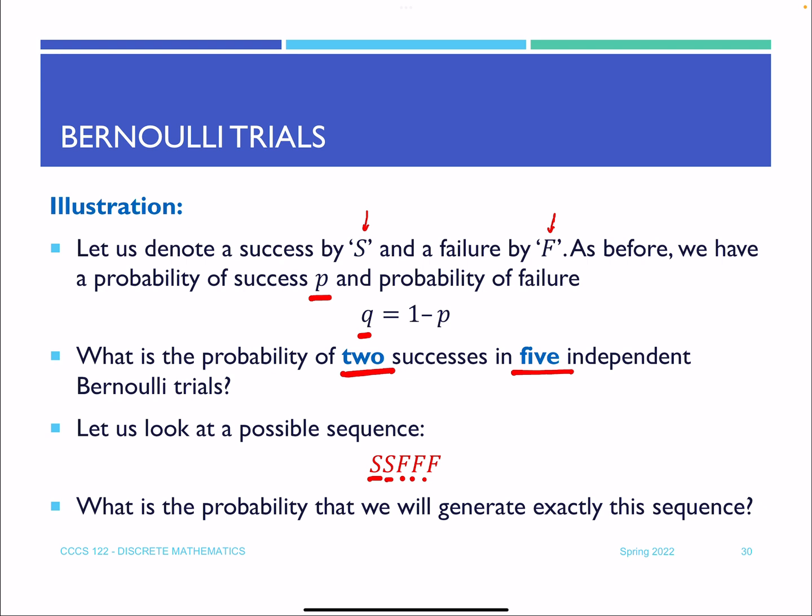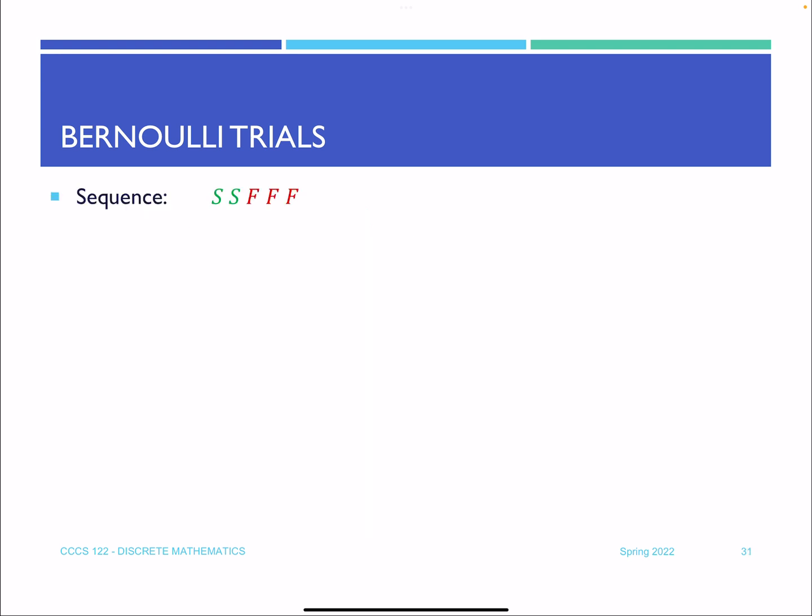Well, for the sequence SSFFF, what's the probability that the first one will turn out to be S, a success? It's P. The second one also P. Third one being an F, probability is Q. Fourth one being a fail, an F, also Q. And last one being an F, also Q.